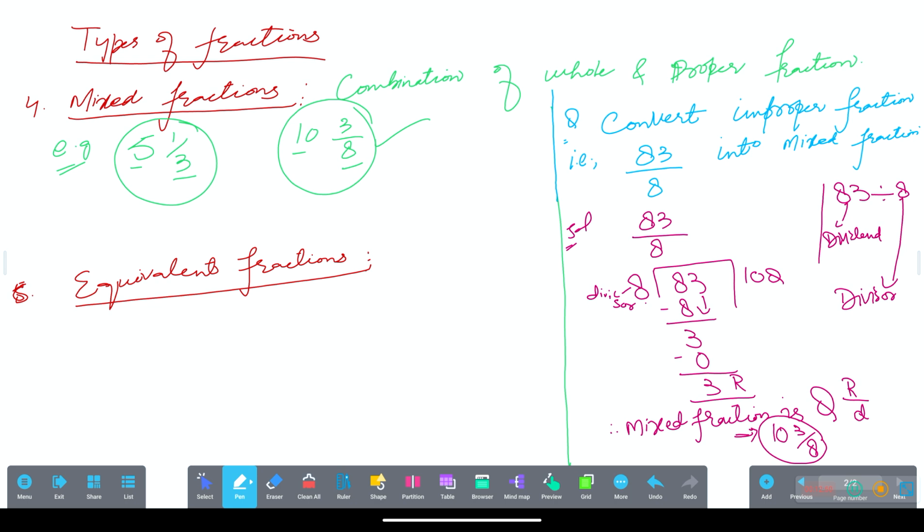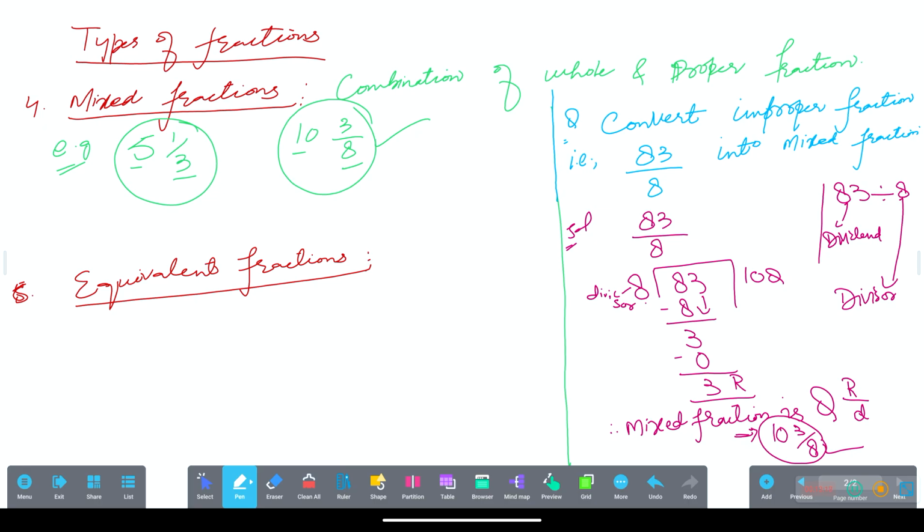In the previous example, we got the improper fraction 83 by 8 from the mixed fraction 10 3 by 8. Now we convert the same 83 by 8 into the mixed fraction, and we get back 10 3 by 8. This is the recurrent mixed fraction. So whenever it is a mixed fraction, remember the whole part is the coefficient, the numerator part is the remainder, and the denominator part is the divisor. I hope you got this example.